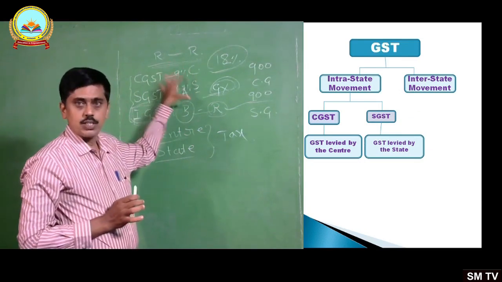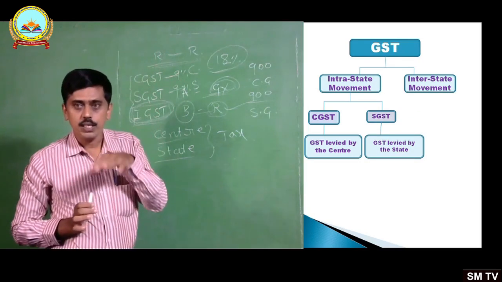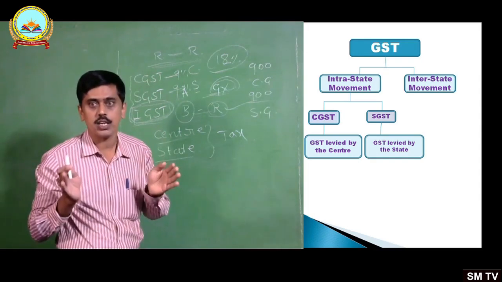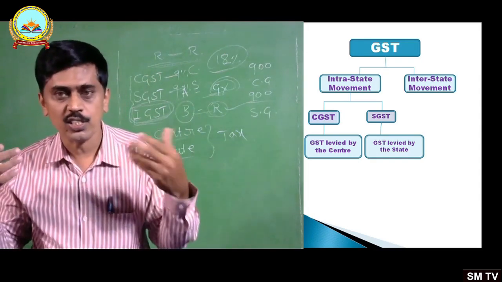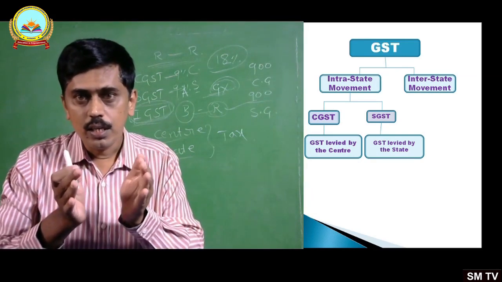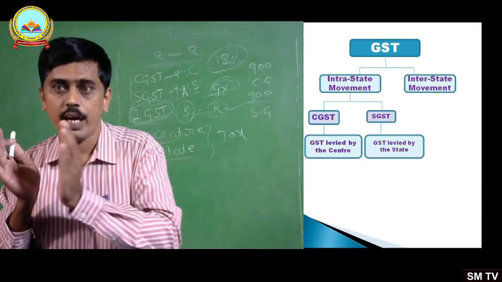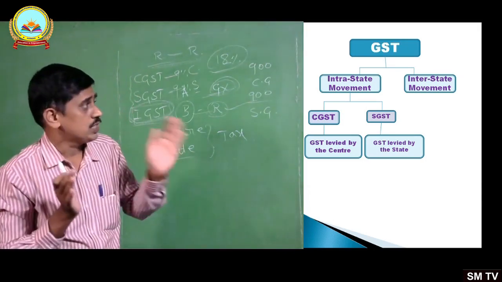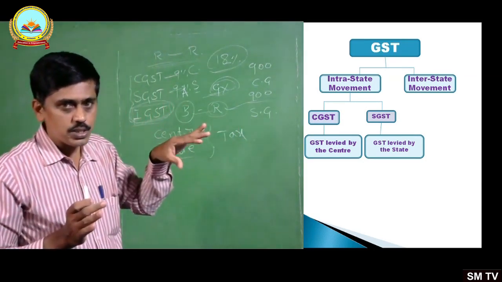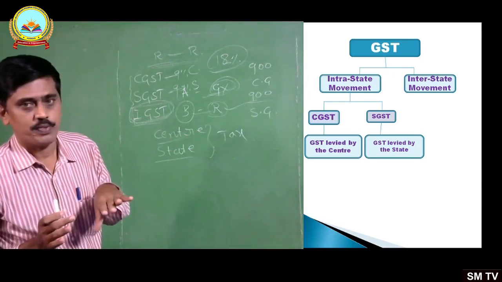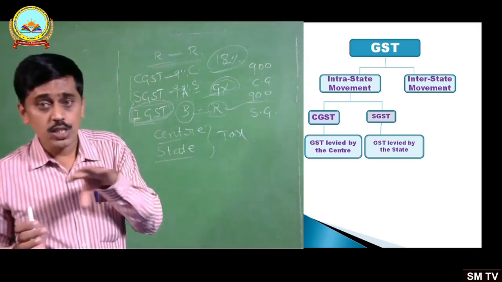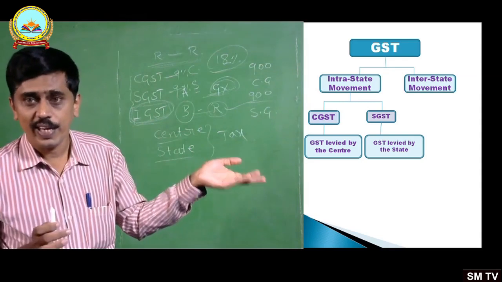And in case of SGST, GST is levied by the state. If the transactions or dealings are within the state, that is intra-state movement, the GST includes CGST and SGST. CGST is levied by the center. GST is levied by the center in case of CGST, and GST is levied by the state in case of SGST.